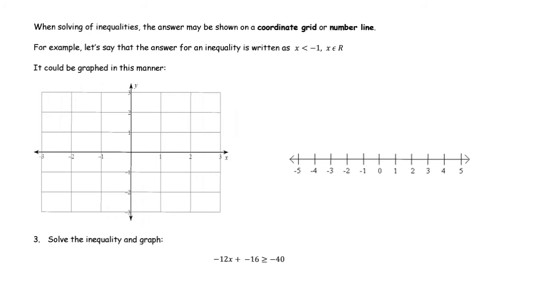Okay, now before we wrap this up here, one other thing that we want to mention is that when you're solving inequalities, you can actually illustrate your answer on a coordinate grid or on a number line. We can draw a picture of this.